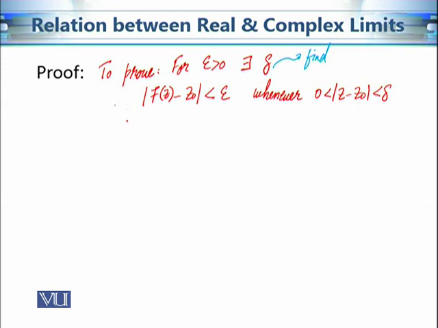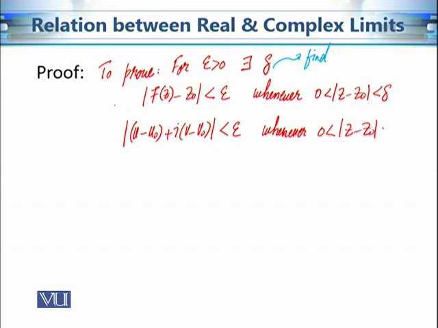Now we can simplify this notation in the following form: u minus u naught plus iota times v minus v naught is less than epsilon whenever this distance z minus z naught is less than delta. Now we want to find this delta. Now if we take delta to be the minimum of the two values delta 1 and delta 2, then this delta will work.